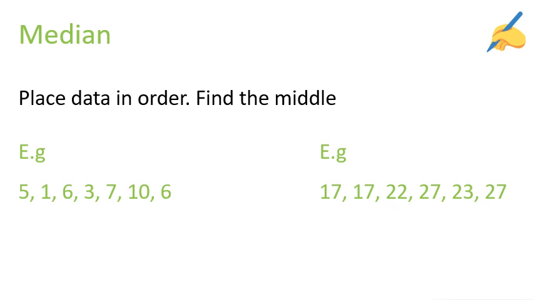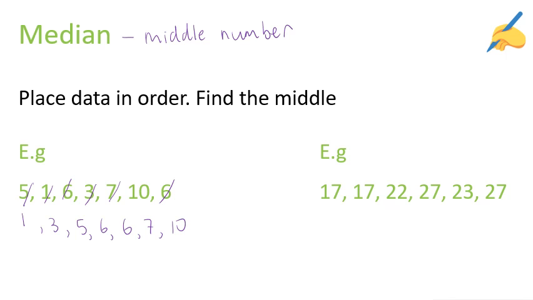You might also remember the median, which is the middle number. To find it, we place the data in order and then find the middle. So we're going to do two examples. This first example, put the data in order. So we've got 1, 3, 5, 6, 6, 7, and 10. Then we find the middle, which is here. Same amount of data points on each side. So our median is 6.